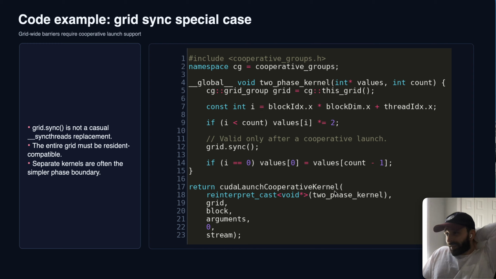And the catch here is the launch. The kernel has to be a cooperative API launch. You can see the comment in line 11. The device has to support it, and the grid has to fit into the device's cooperative residency limits. That's why grid.sync is not just a casual replacement for __syncthreads. In some algorithms, you can end one kernel and launch the next for a cleaner grid-wide phase boundary.